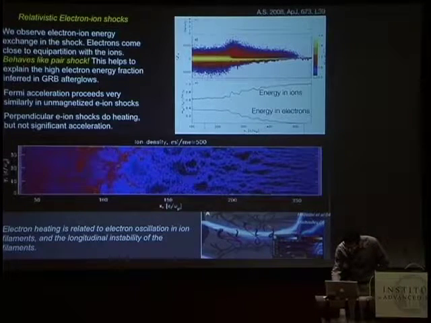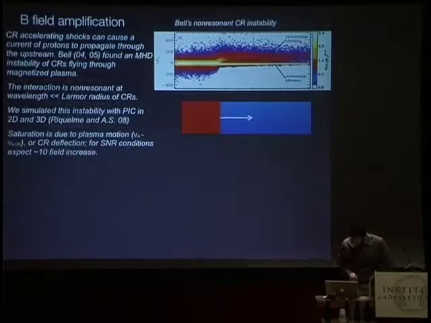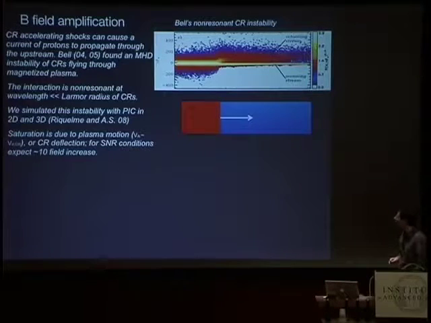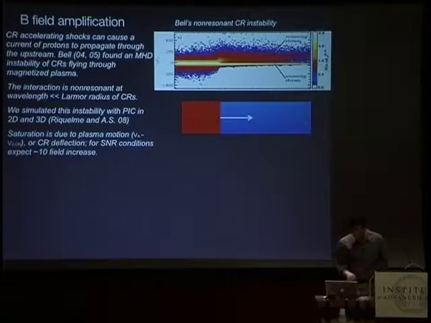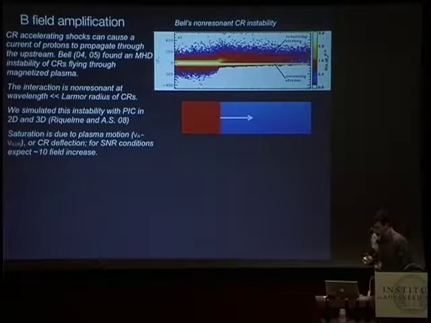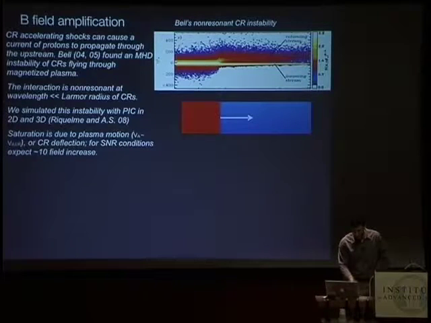OK, so let me show you another example of these simulations where the plasma physics is important. This is a simulation of interaction of cosmic rays with the magnetic field in front of shocks. So in, say, supernova remnants, it is inferred that the magnetic field is amplified to levels much larger than what would be inferred from just simple shock compression of the interstellar magnetic field.